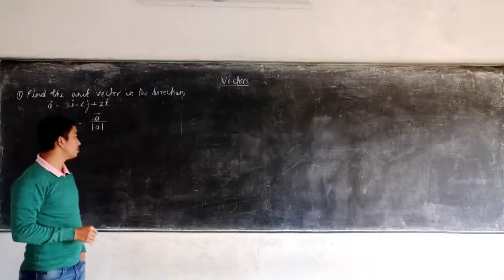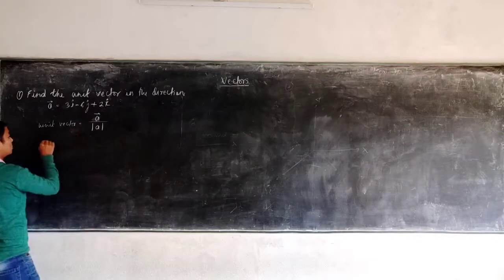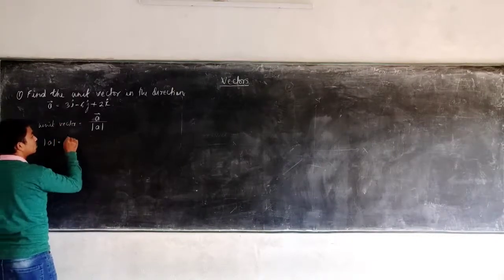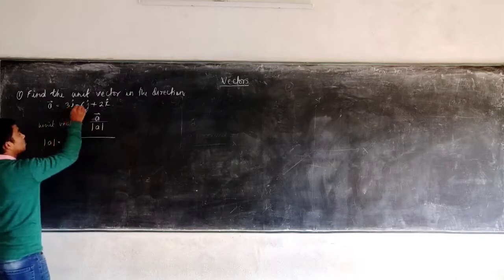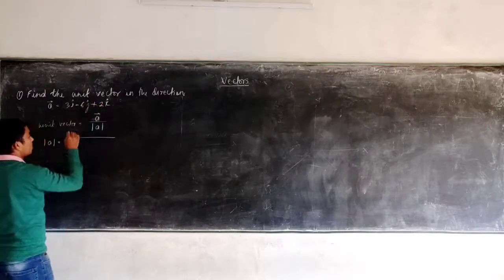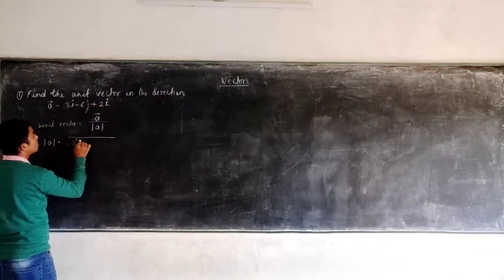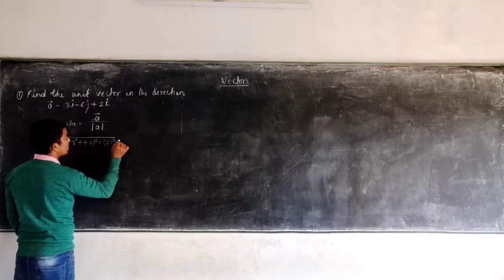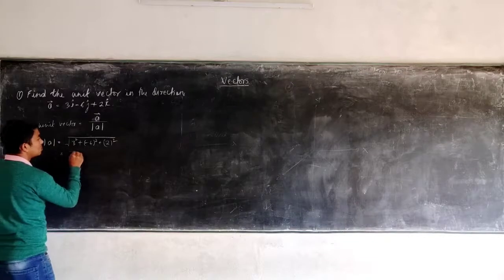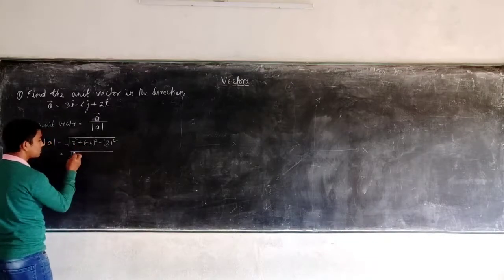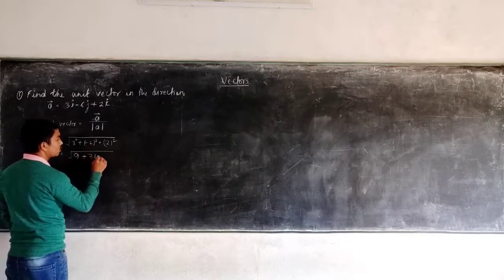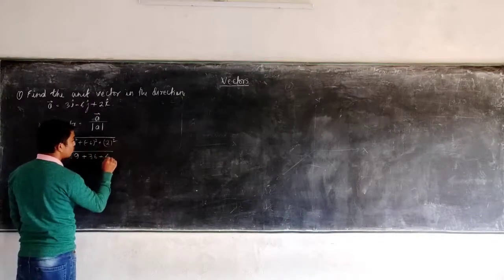How is the modulus of a given vector calculated? The modulus of a given vector is simply equal to the square root of x squared plus y squared plus z squared. So here I have 3 squared plus (minus 6) squared plus 2 squared, which will give me: 3 squared is 9, plus 6 squared is 36, plus 2 squared is 4.